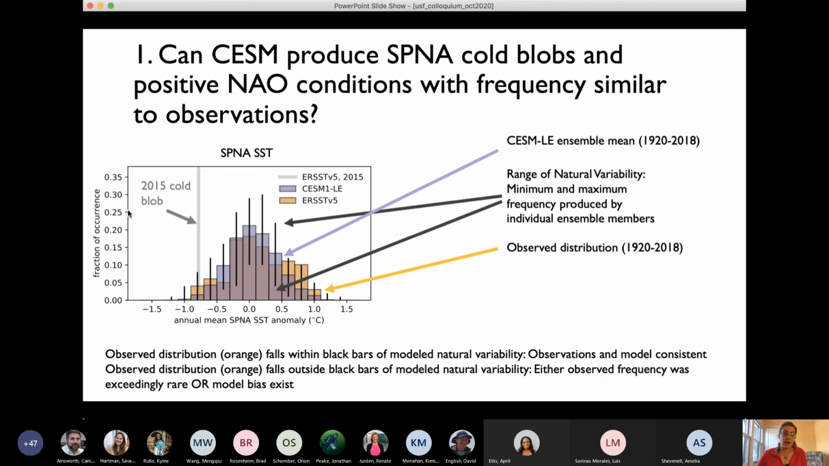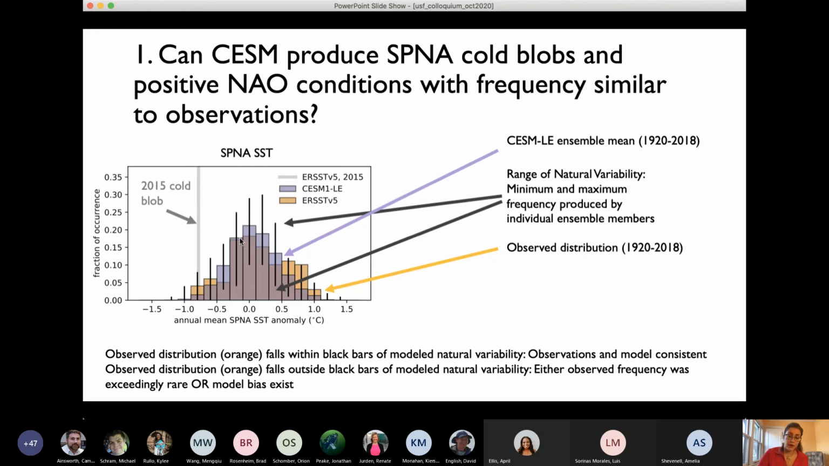So let's address the first hypothesis first, that CESM cannot explain or cannot produce subpolar North Atlantic cold blobs or positive NAO conditions. What we have here on the left is two histograms that are overlying each other. The orange histogram is the observed sea surface temperature in the subpolar North Atlantic and the frequency of occurrence in each of these bins. This black line here, gray, shows you where the observed 2015 cold blob fell.